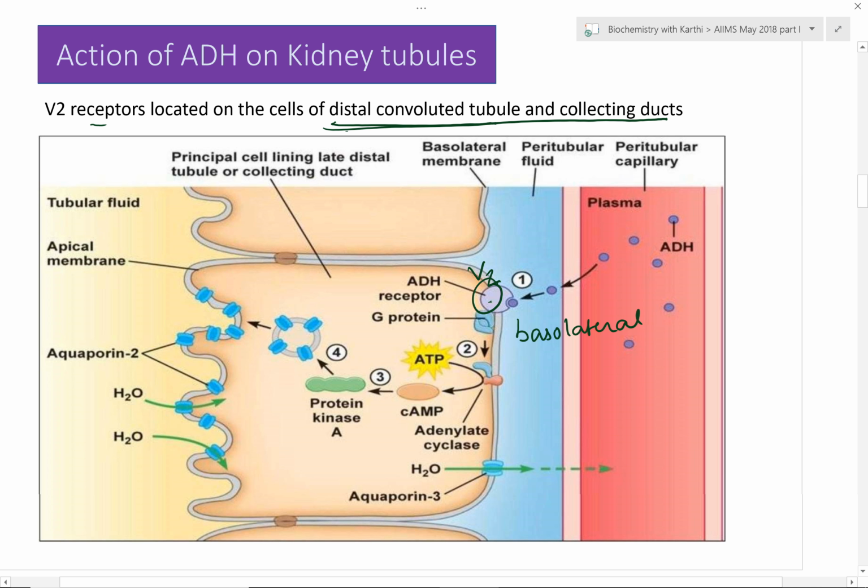So this is a G protein coupled receptor. The G protein coupled receptor will stimulate adenyl cyclase, which causes an increase in the levels of cAMP. When cAMP increases, it causes the activation of several protein kinases. So these protein kinases will cause phosphorylation.